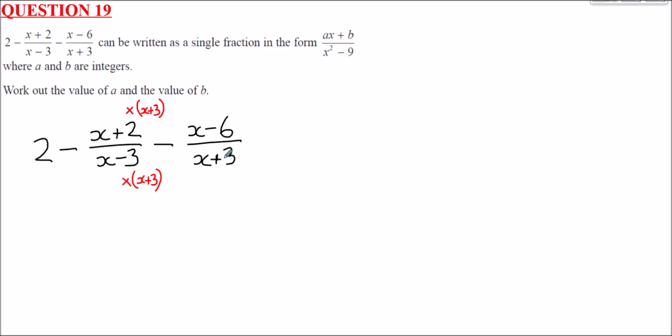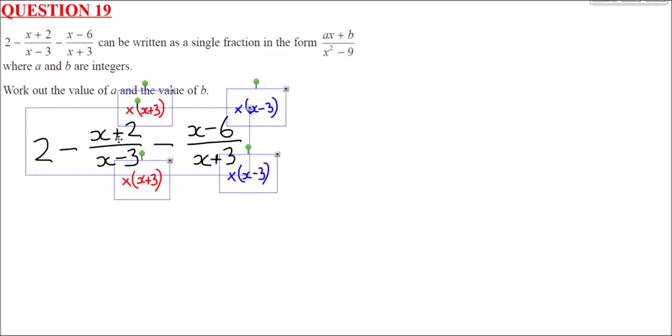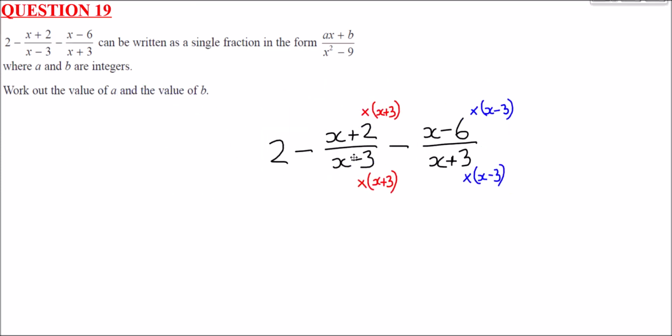This one over here, I could times that by x minus 3 on the bottom. Times that by x minus 3 on the bottom, I'll do the same with the top to keep it as an equivalent fraction. Now here's the trick. These here are all fractions. That's a fraction, 2 isn't. So what I can do, I can rethink of what 2 is as a fraction. I can rewrite any whole number as a fraction by writing it over 1. So I'm going to rewrite 2 as 2 over 1.